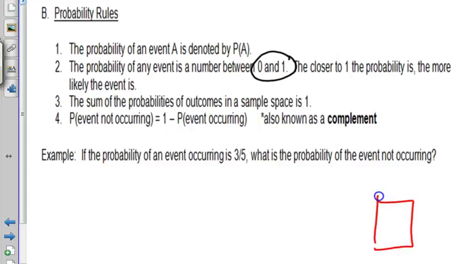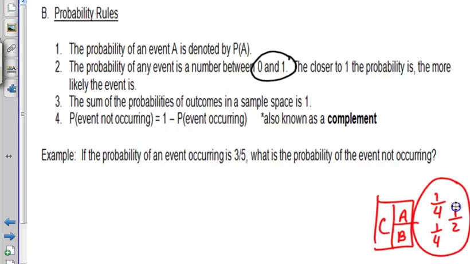So if I had this as my spinner, A, B, and C, the probability of getting A is 1/4, B is 1/4, and C is 1/2. So those all total 1 because 100%. That makes sense? Okay.